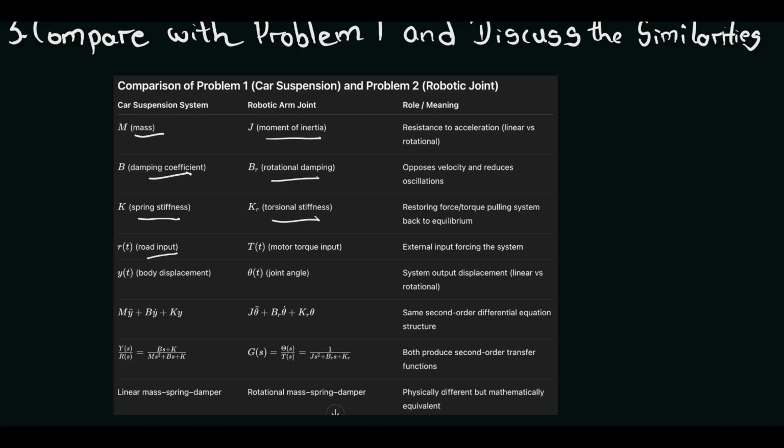Your road input is also the same as your motor torque input. For the car suspension system, this was not fixed, so that's why we have your y of t minus r of t when we're calculating. But for our robotic arm joint, it was fixed. So this is the external input forcing the system. And your y of t body displacement is your joint angle for robotic arm joints. So this is the system output displacement. And when we calculated, this is what we got as your second order differential equation. So that is the same thing, except for the values that are changing. Then for our transfer function, they both produce a second order transfer function. So that's all for this problem.